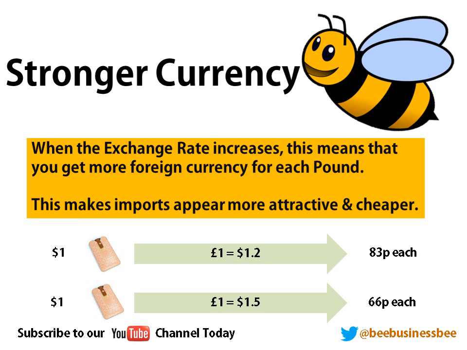So what does it all mean? When you get a stronger currency, it means you get more foreign currency for each pound you've got. So when the pound actually appreciates, or the currency appreciates and gets stronger, it makes imports appear more attractive and cheaper. Let's look at the example below that I've done on the screen, and I'll show you how it works. So if we're buying mobile phone cases from America for $1 each, and if in the first example, £1 is equivalent to $1.2, that means that we're paying 83 pence for each phone case.